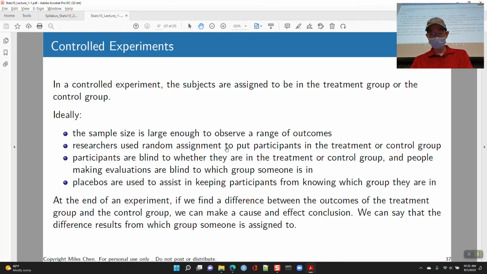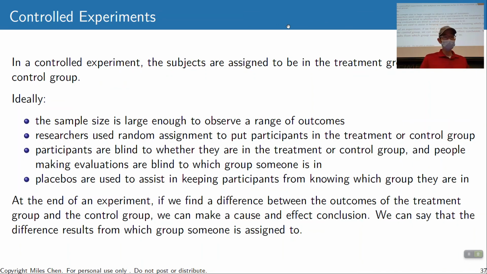We also have the controlled experiment. In the controlled experiment, the subjects are assigned by the researcher to be in the treatment group or the control group. So people who volunteer to be part of the experiment usually sign some waivers, and they agree to allow the researcher to say, you're going to be in this group or you're going to be in this group. Okay?